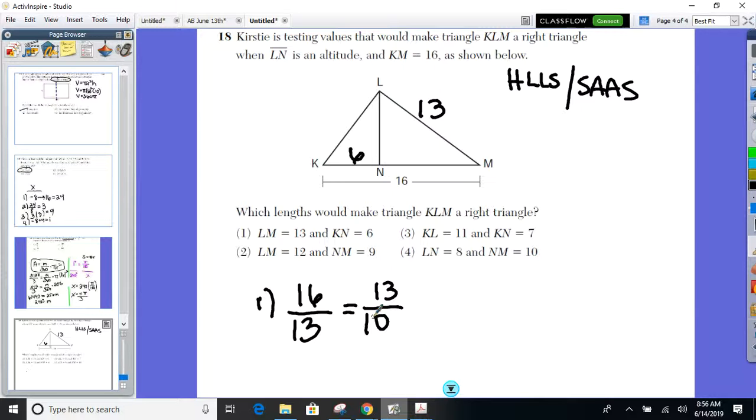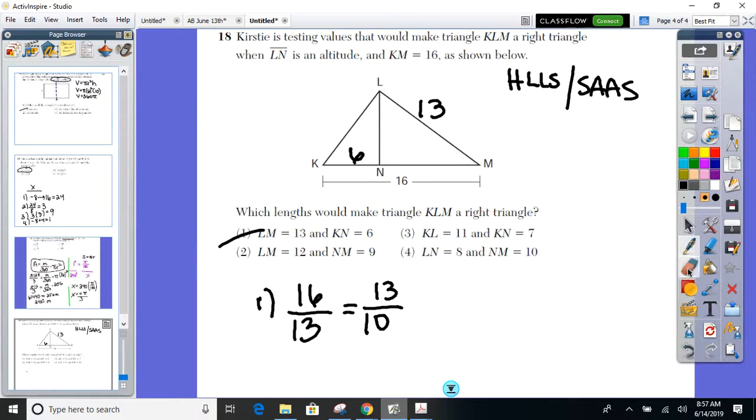13 times 13, I believe, is 169. 16 times 10 is 160. That doesn't work. So it's not 1. It's got to fit in and equal each other on both sides. So now I go to number 2.